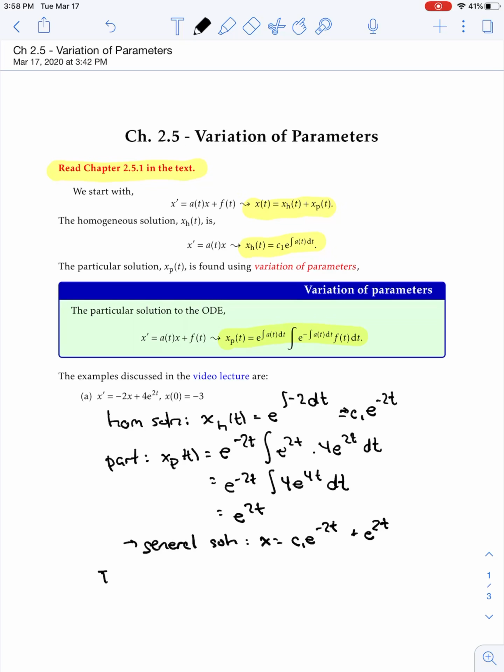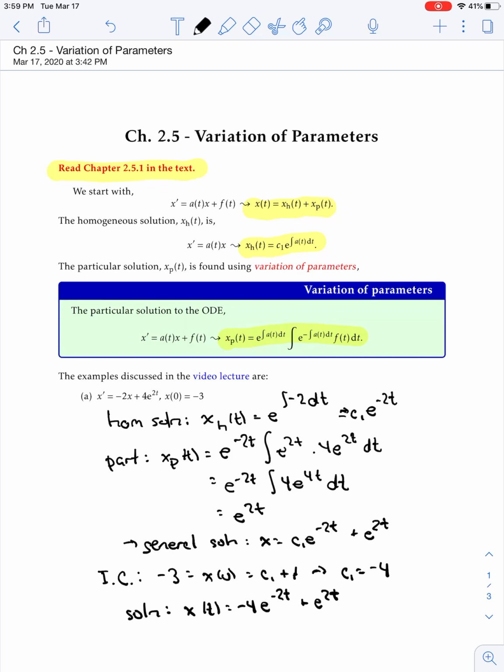Now we go after the initial condition. And so we have x of 0 equals minus 3. So that's equal to c1, because e to the 0 is 1, plus 1. And we go ahead and solve that. And we get c1 is equal to minus 4. So we finish then with the solution. It's given by x of t is minus 4 e to the minus 2t plus e to the 2t.